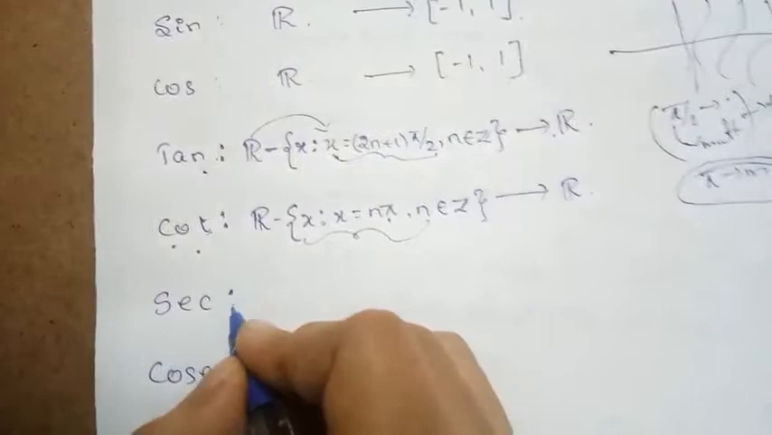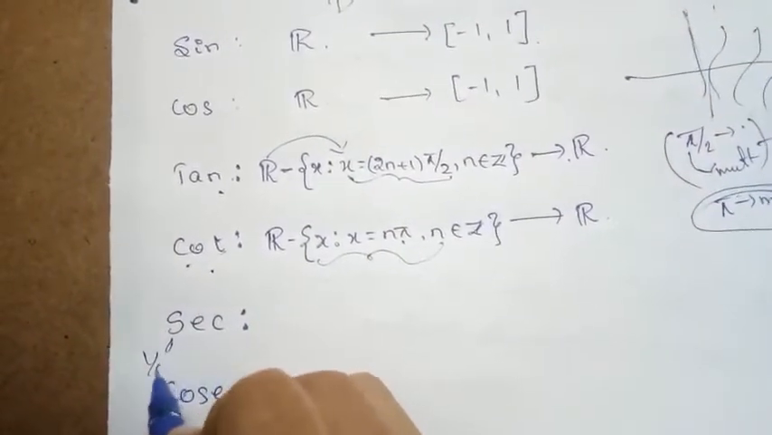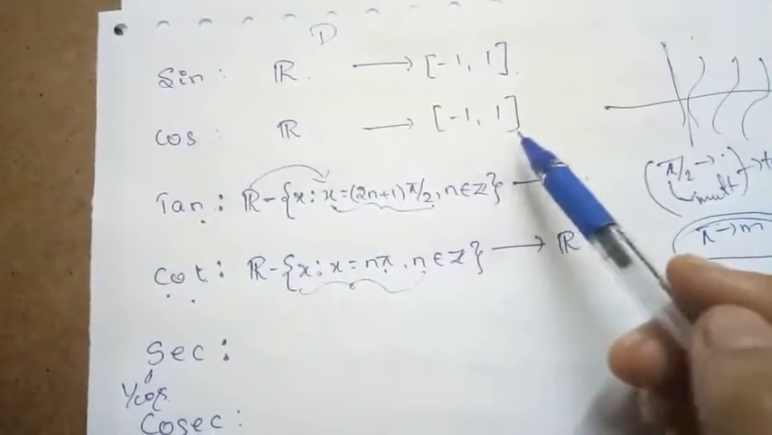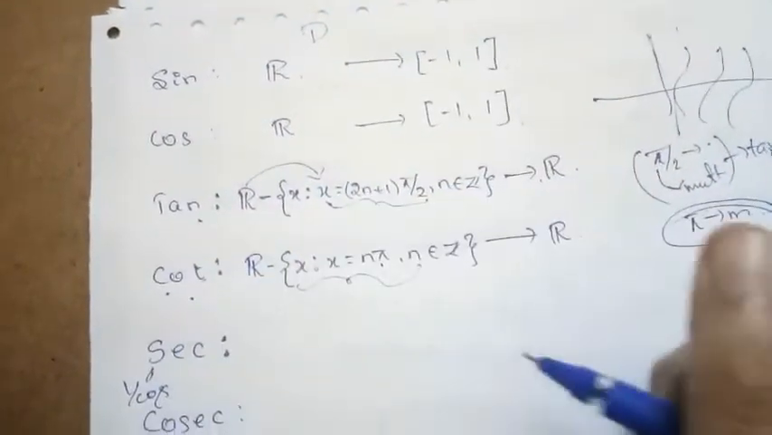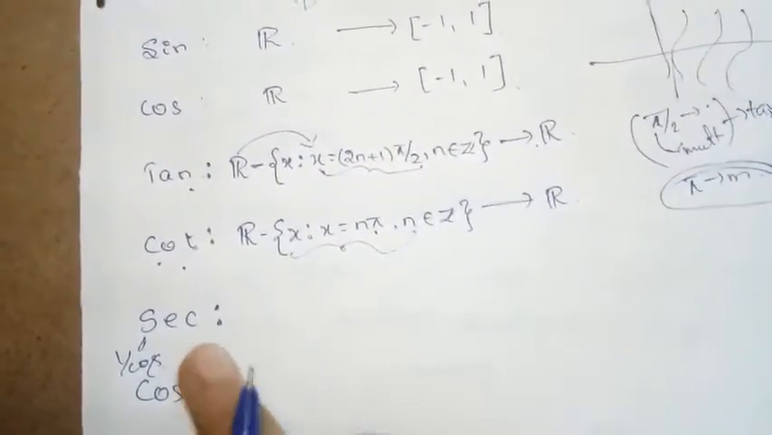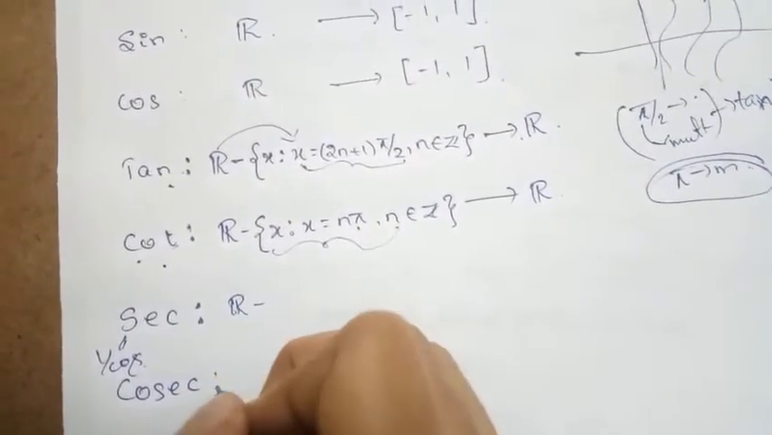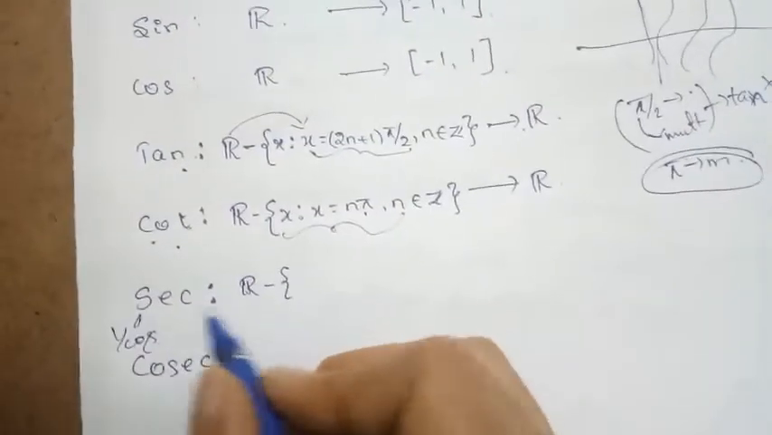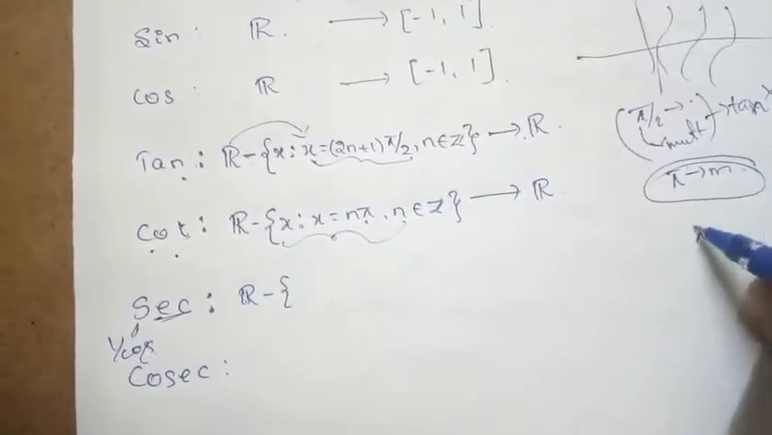Now similarly, what about the secant function? The secant function is nothing but 1 by cos. The cos function goes from the set of real numbers to the interval -1 to 1, so it becomes the reciprocal of the cos function. The secant function is defined from the set of real numbers, except at which points is the secant function not defined? At the multiple angles of pi by 2.